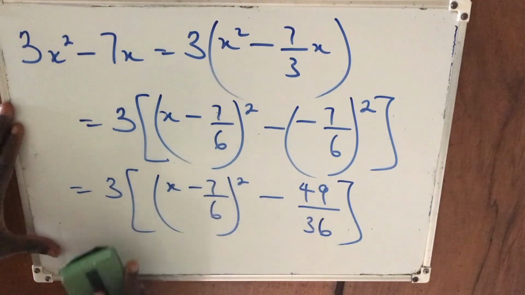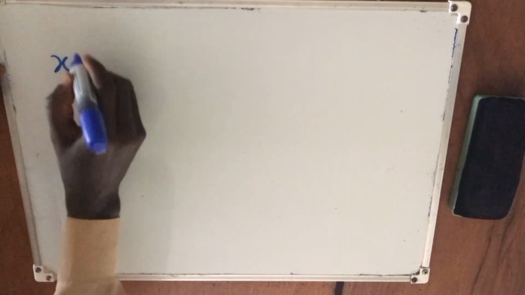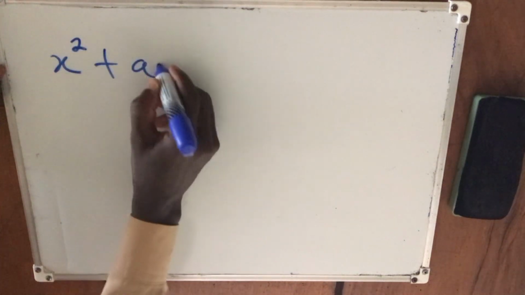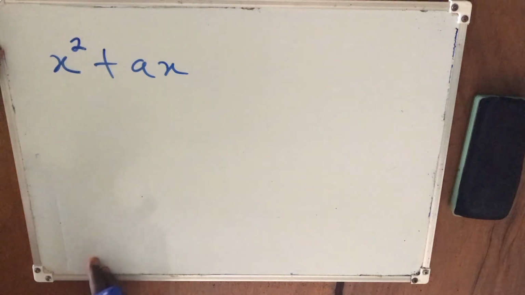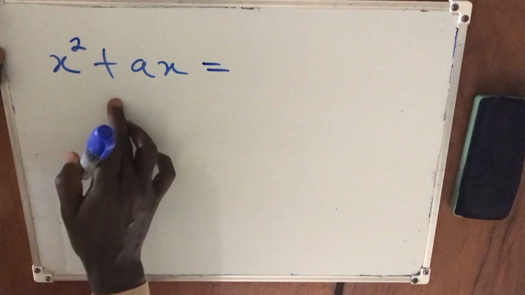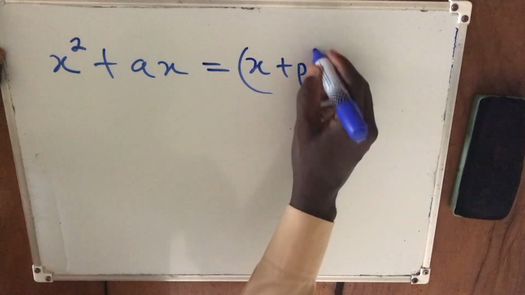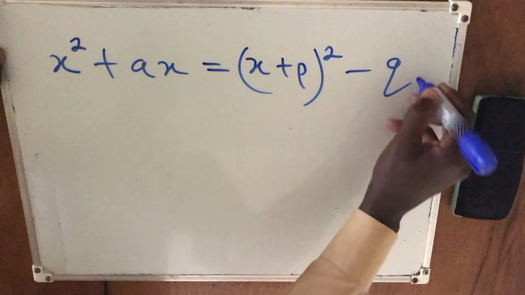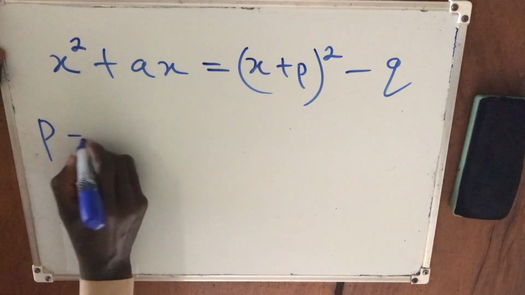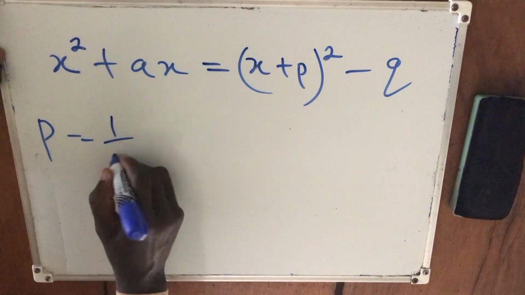Let's see how to use the completing the square method to solve quadratic equations. Now, first of all, if a quadratic expression is written in this form, x squared plus ax, it is incomplete, and it can be made complete by writing it in the form x plus p all square minus q, where p is half the coefficient of x.